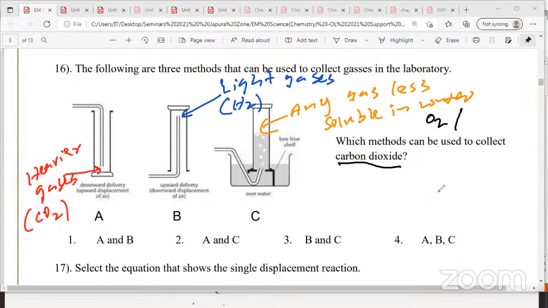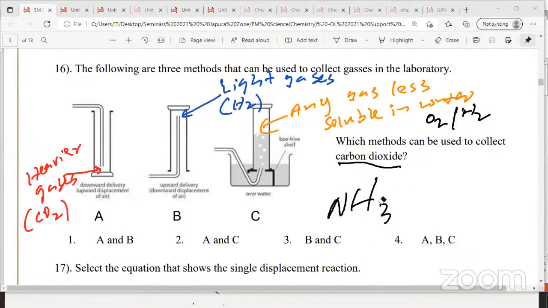Even carbon dioxide, if you want, you can collect, but it's not a very good method because carbon dioxide to a certain extent gets dissolved. After saturating the water, the rest will go up. Oxygen, even hydrogen you can collect underwater. Imagine ammonia gas. Ammonia gas is not suitable to collect underwater.